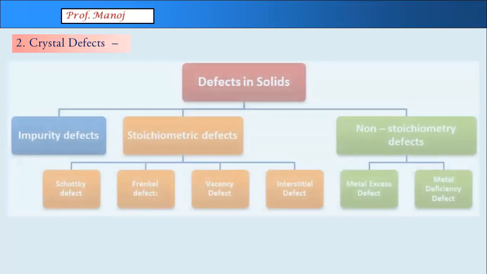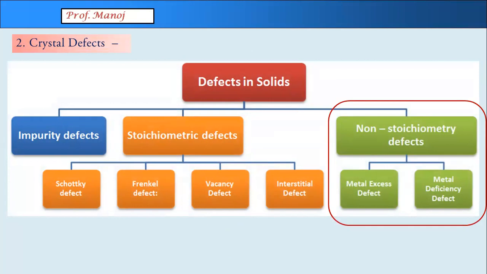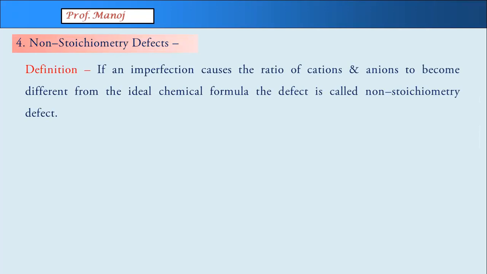We come back to this chart again. We have completed all the 4 stoichiometric defects: Schottky, Frenkel, vacancy, and interstitial. We now move on to the next one, the non-stoichiometric defects. From an exam point of view, this set is more important because it's a little bit complicated. So let us begin with this one now.